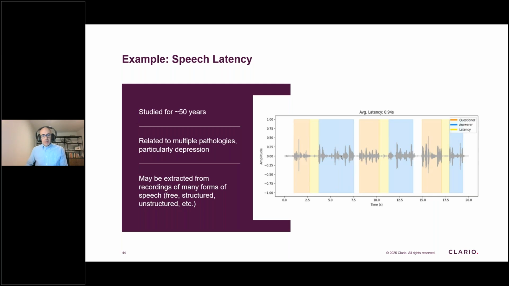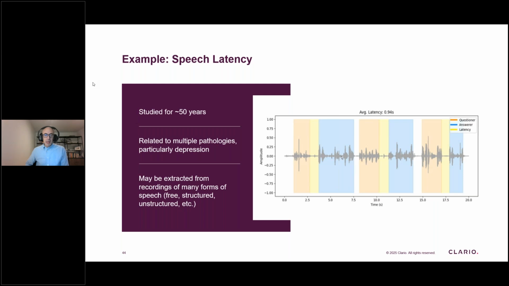So I'm going to talk a little bit about speech latency. This is the speed, the rate of production. There are lots of different kinds of speech latencies, including things like time to speak and reaction time. They're related to lots of different pathologies in psychiatry, especially depression. And there are lots of different ways to look at it. It can be extracted from recordings of free speech, where people are just recording, say, an audio diary, structured interviews, or unstructured conversations. We can extract this measure out of lots of different material.